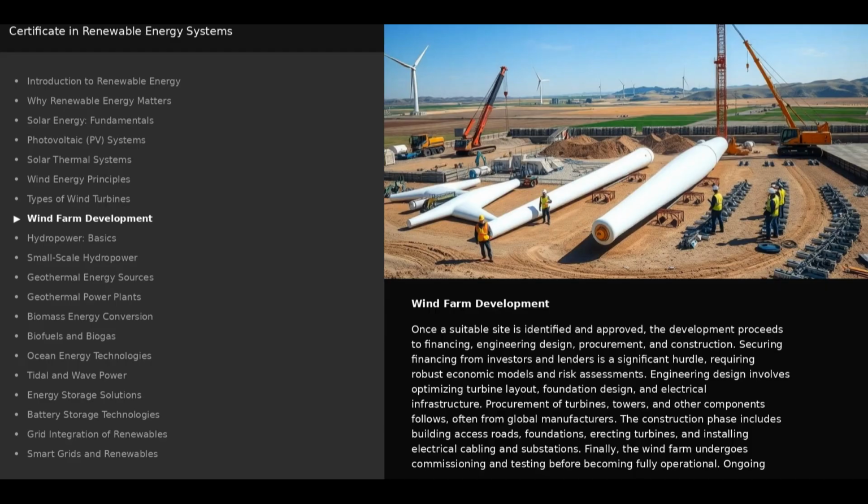Procurement of turbines, towers, and other components follows, often from global manufacturers. The construction phase includes building access roads, foundations, erecting turbines, and installing electrical cabling and substations. Finally, the wind farm undergoes commissioning and testing before becoming fully operational.